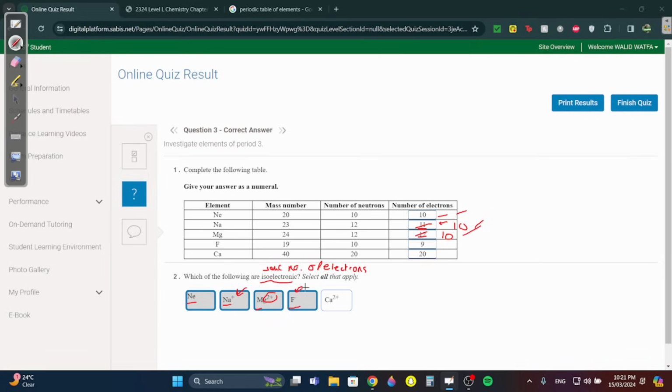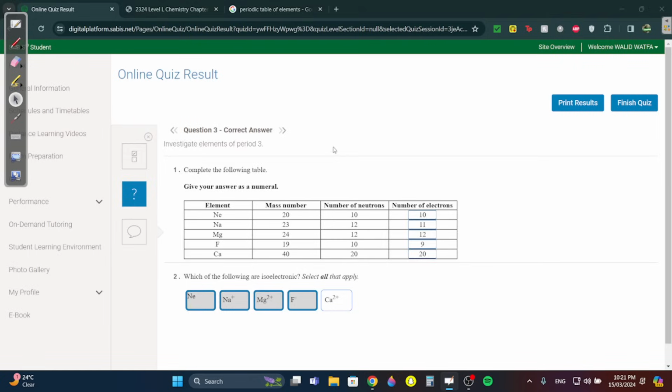F minus means it gains an electron. So this 9 gains 1, so it becomes 10. So you pick it. But Ca2 plus you don't, because 20 you lose 2, it becomes 18, and that's not the same as these 4. So we pick these 4 only.